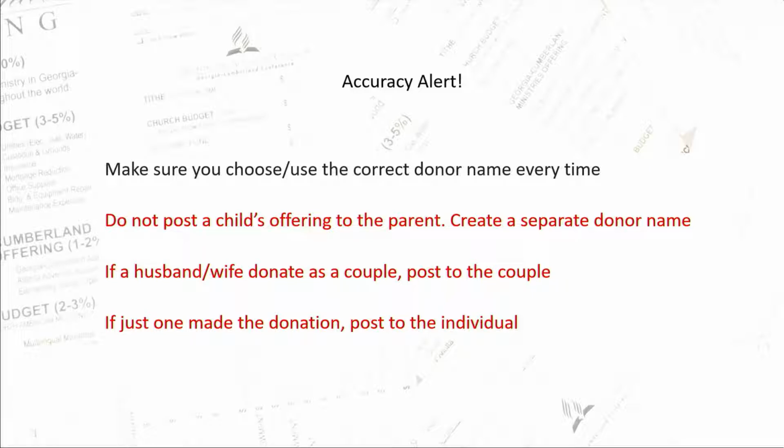If a husband or wife donate as a couple, map to the couple. If just one made the donation, map to the individual. Another tip for later: if the donor's mailing address in Jewel is missing, but Adventist Giving has one, this is a good time to copy the address and enter it into Jewel.